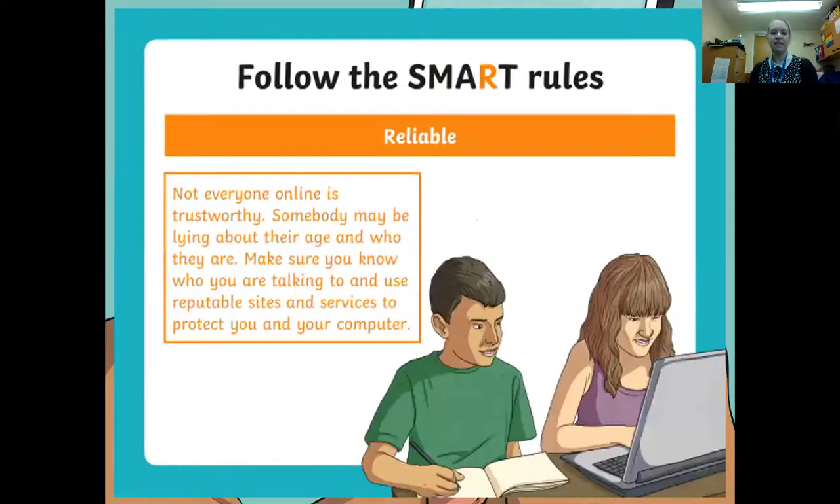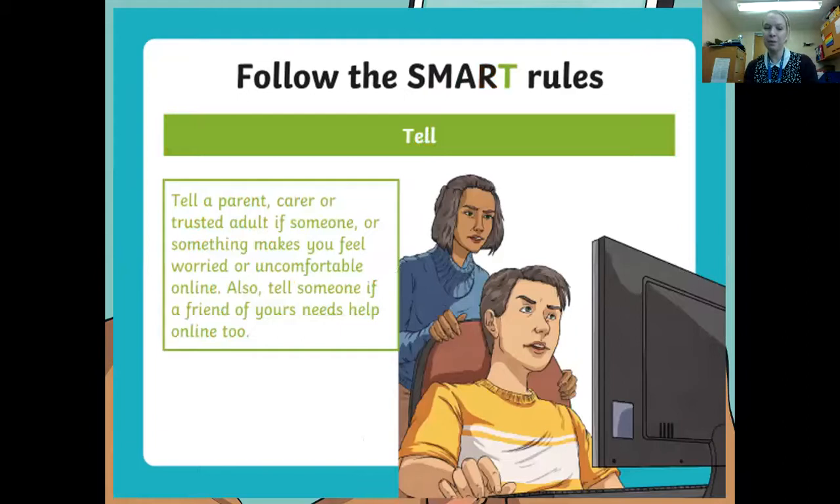The R is for reliable, linked a little bit to Safer Internet Day's theme. We've spoken about how everyone's not always trustworthy, so making sure you know where your information is coming from is really important. And the last one, our T, most importantly, is tell someone.